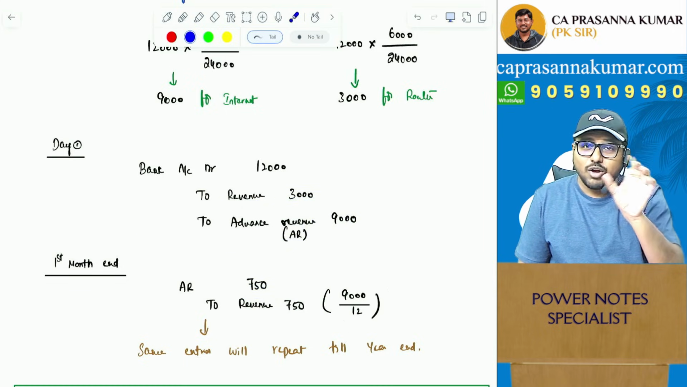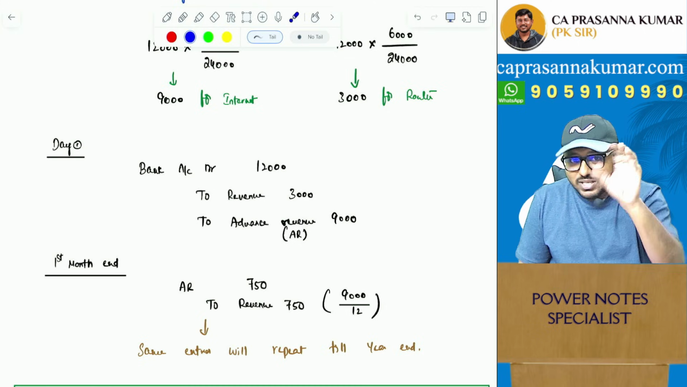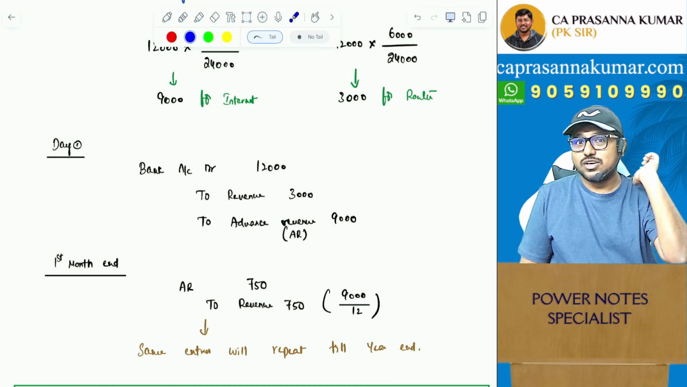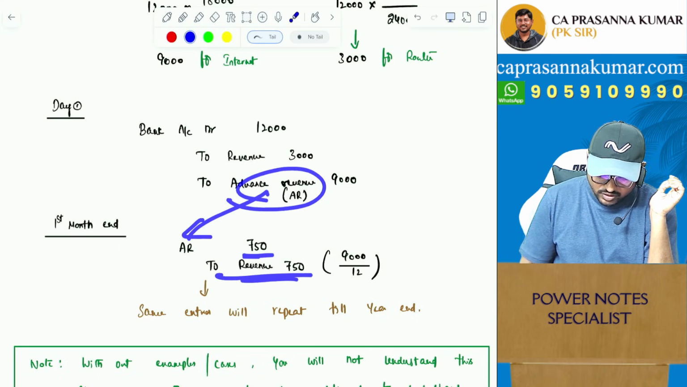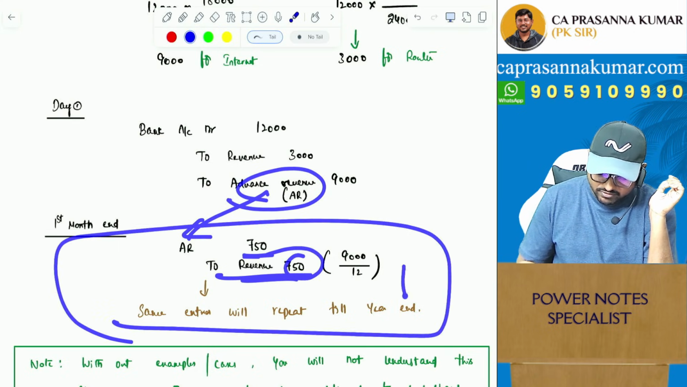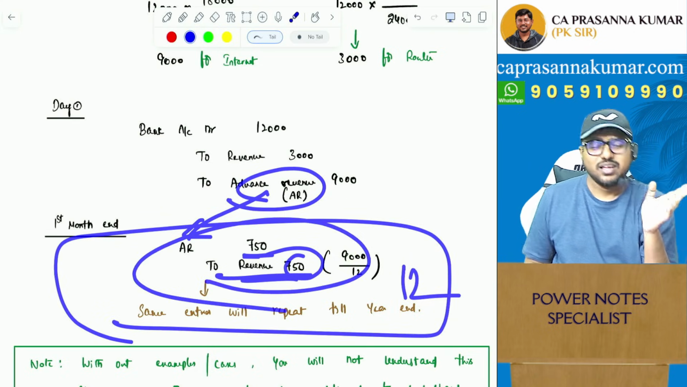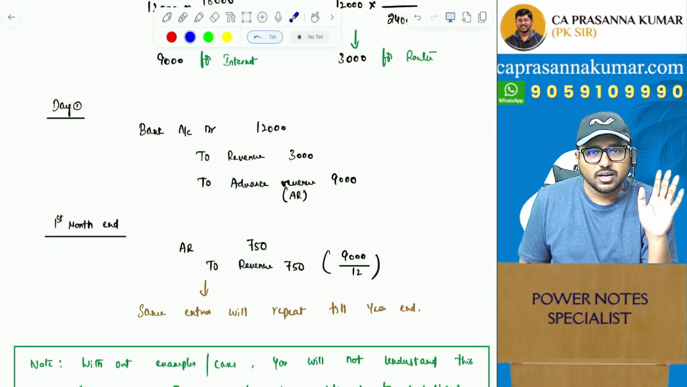1 month gone. Now for 1 month you provided service, so 1 month transfer of control did happen. To that extent of 1 month you can recognize 750. So advance revenue will be debited, revenue will be recognized. The same entry will repeat for a period of 12 months. Now 1 month is done, for another 11 months it will repeat. Clear? Did you get clarity?